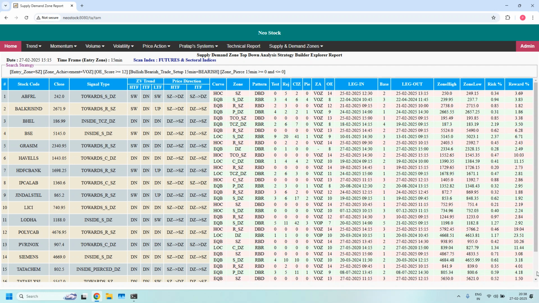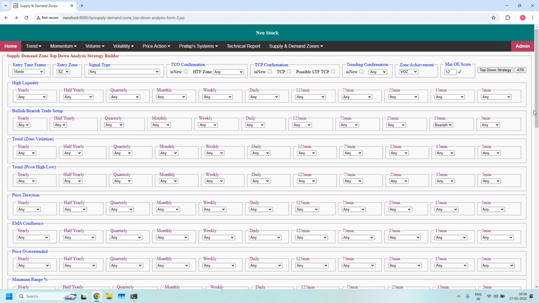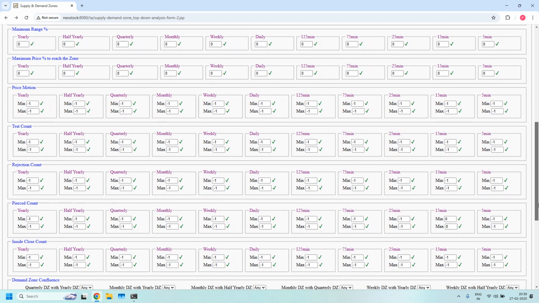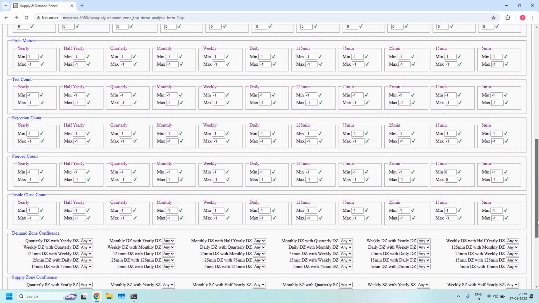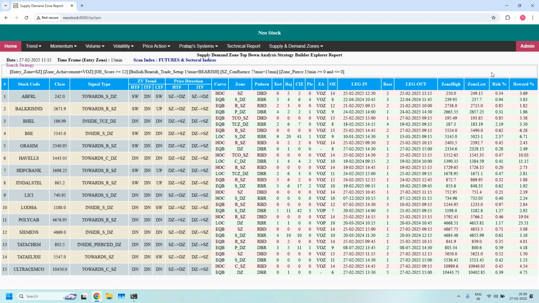Let me scroll the list down. So total 18 stocks are filtered. Out of these 18 15-minute supply zones, how many supply zones are having zone confluence? Let us verify. First filter is LTF and ITF supply zone confluence. That is 15 minutes and 75 minutes supply zone confluence. So let us apply this filter. Out of the 18 stocks, we got 15 stocks after applying the filter.